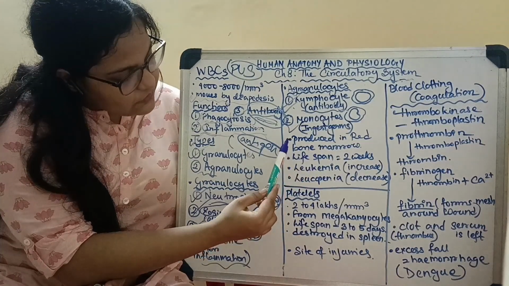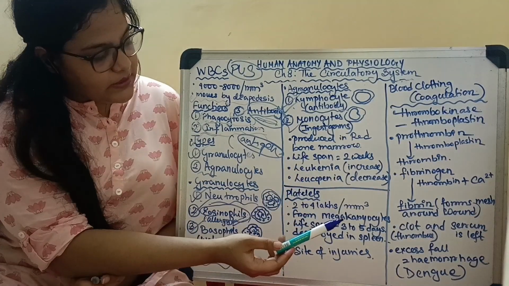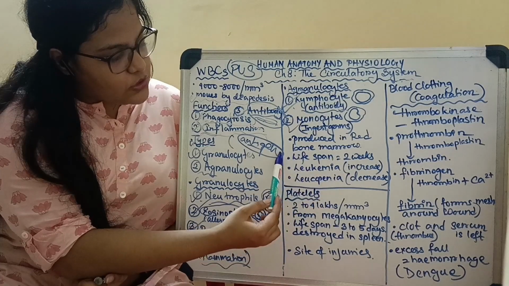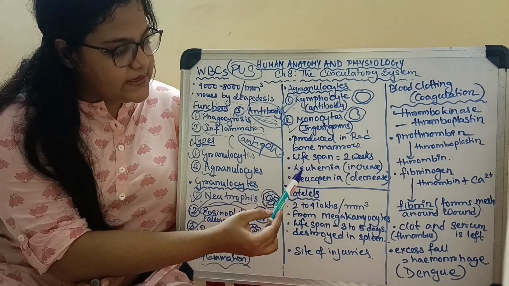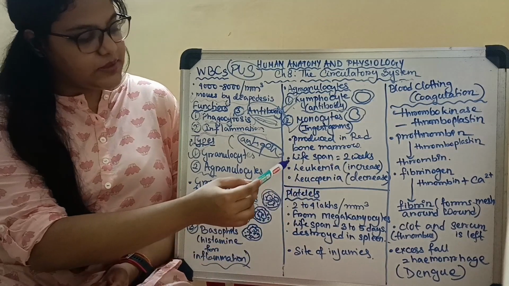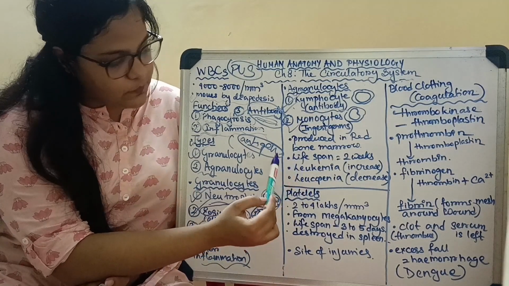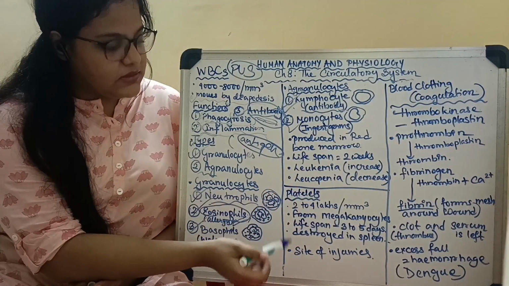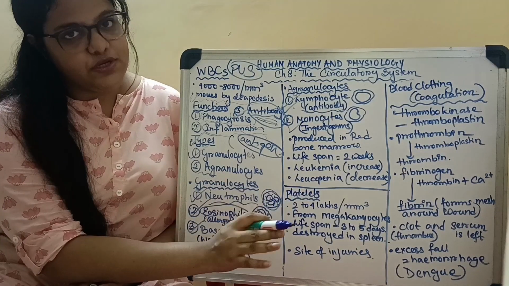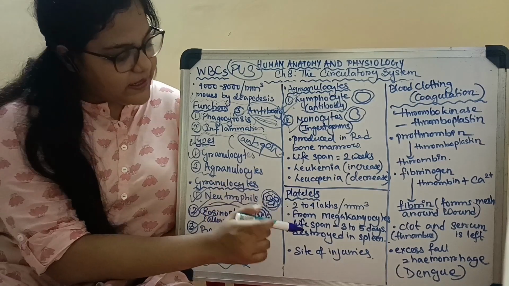Now where are these produced? Like red blood cells, white blood cells are also produced in the red bone marrow. Its lifespan is about 2 weeks. Now you can see here the lifespan of WBC, which is 2 weeks, is really shorter in comparison to the RBC, which was 120 days, right?